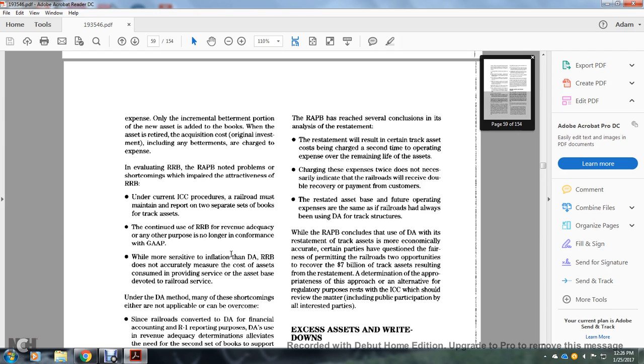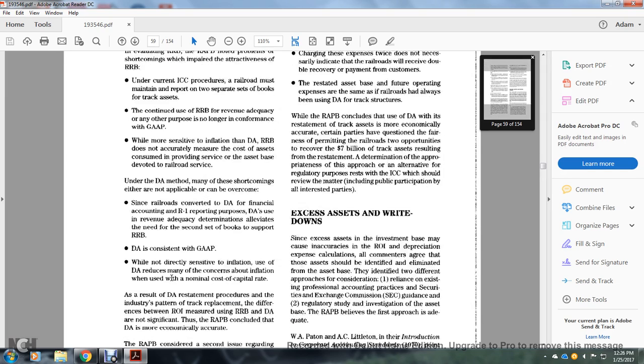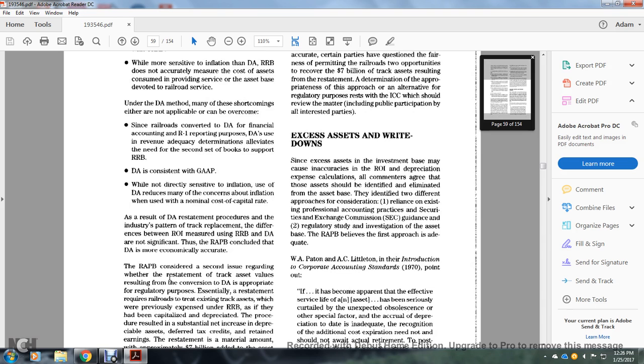While some are more sensitive to inflation, the depreciating accounts of the railroad retirement board do not accurately measure the cost of the assets consumed in providing the services of the asset base devoted to railroad services. Under the depreciation accounting method, many of these shortcomings are either non-applicable or can be overcome. Some of the railroads converted to depreciation accounting for financial accounting and R1 reporting purposes. Using depreciation accounting for revenue adequacy determination alleviates the need for the second set of books to support the railroad retirement betterment. Depreciation accounting is consistent with government accounting auditing principles.